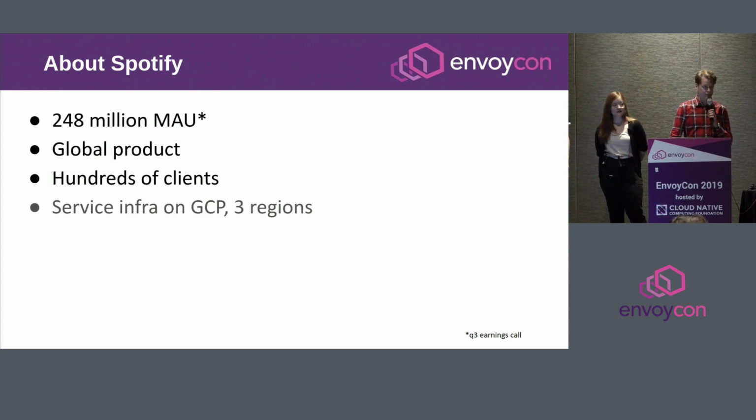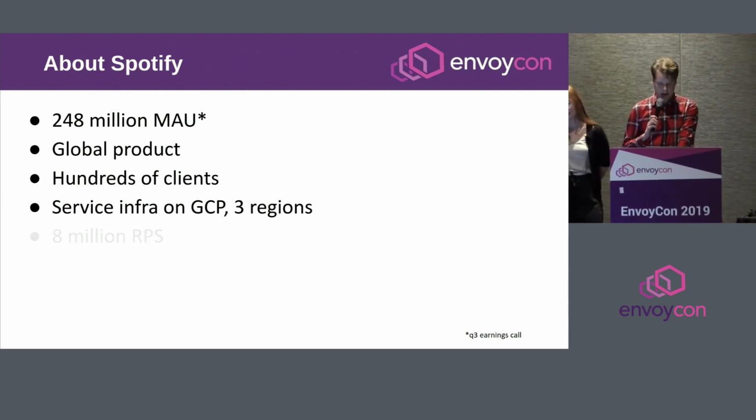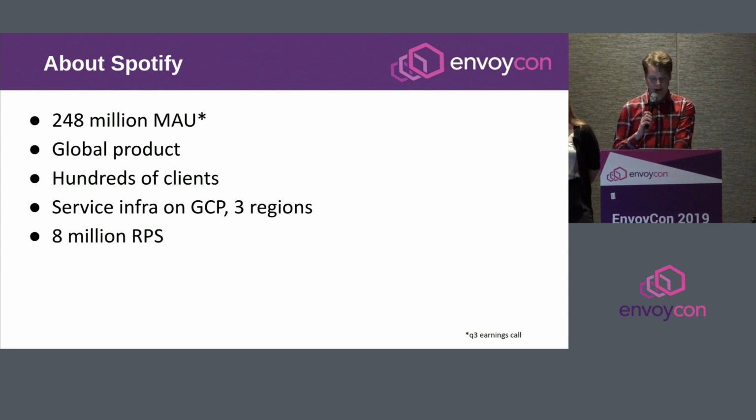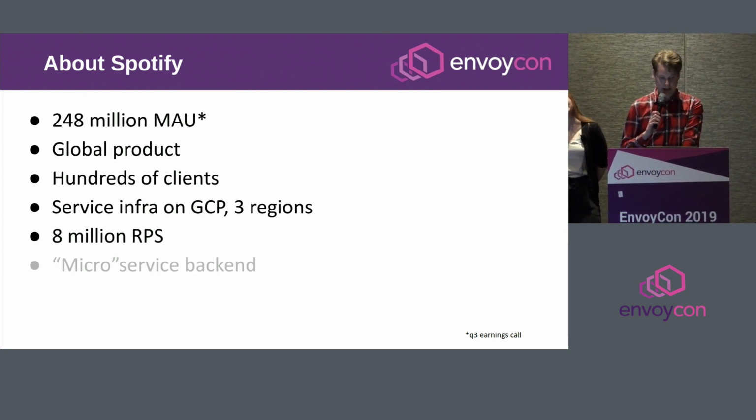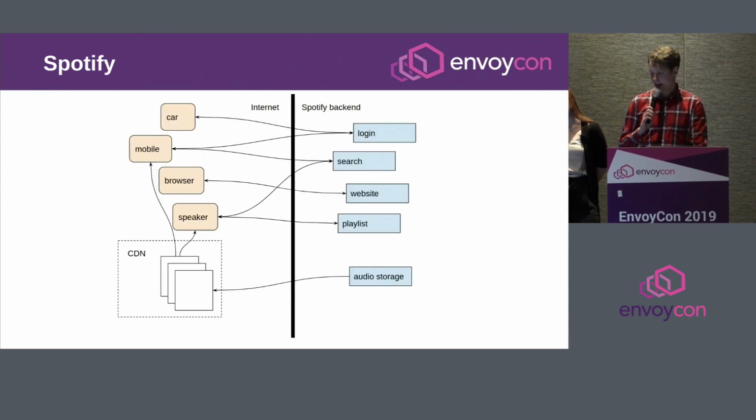Our service infra runs in GCP. So we're in 3 regions, US Central, Europe, and Asia East. At peak, we serve about 8 million RPS, and the backend we have is a microservice backend. So fairly standard stuff. This is kind of what it would look like.